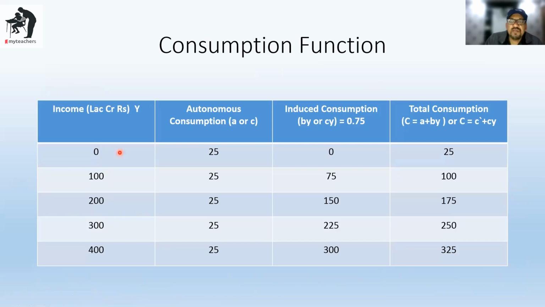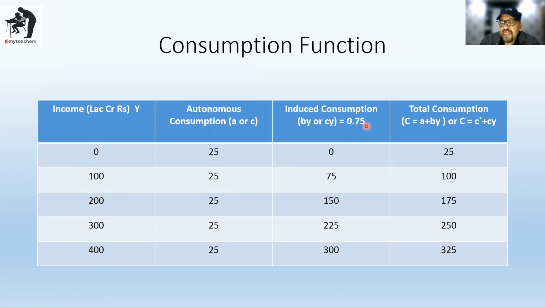We can understand this consumption function with the help of a schedule. This is the income in the economy. At zero income level, the autonomous consumption is 25. It shows that even at zero income level, autonomous consumption remains the same. When income increases from 0 to 100 lakh crore rupees, it again remains the same, 25. And when income increases to 200, 300, and then 400, at all levels of income it does not change. It remains 25 lakh crore rupees.